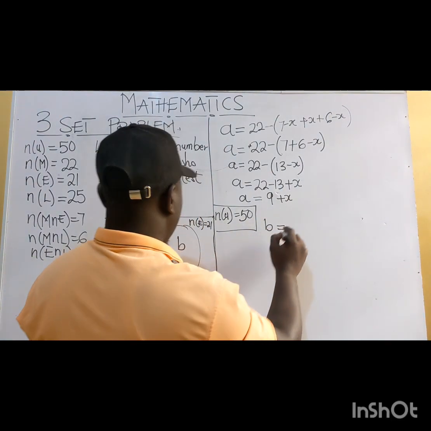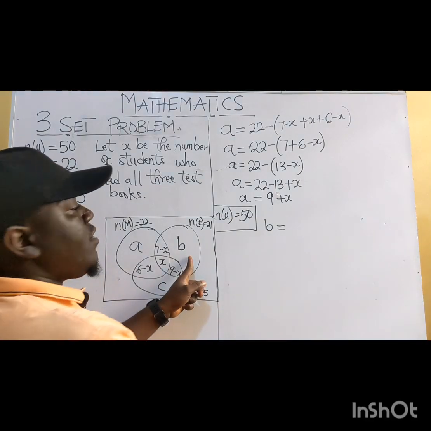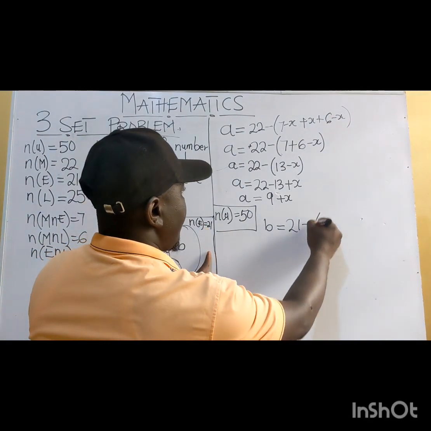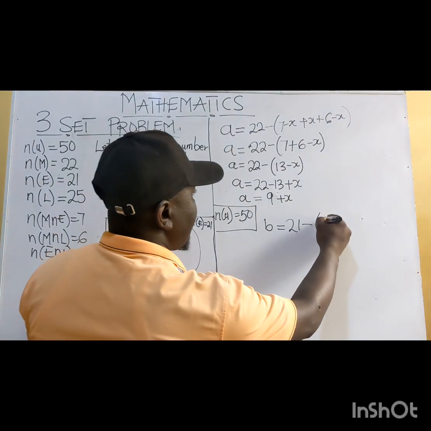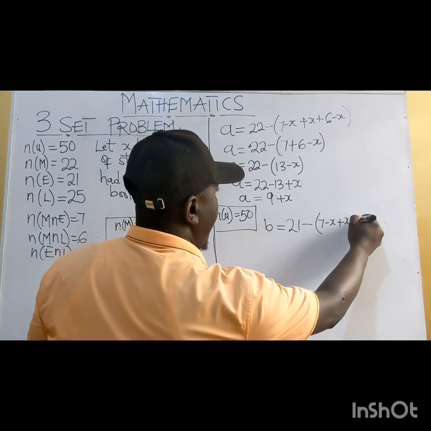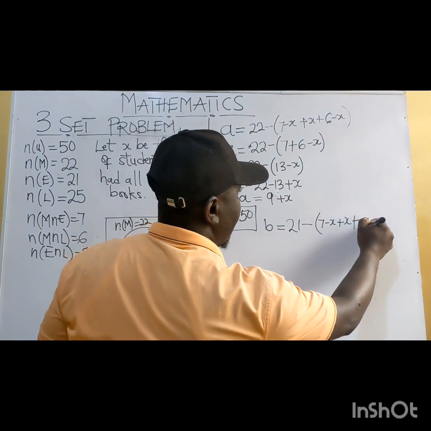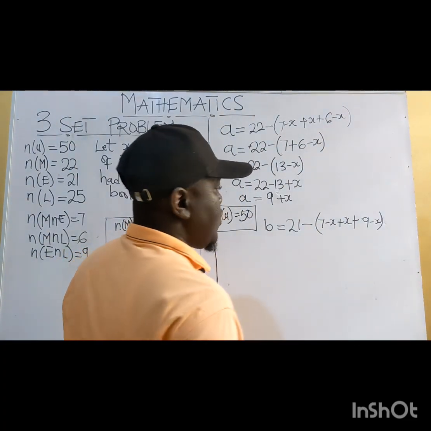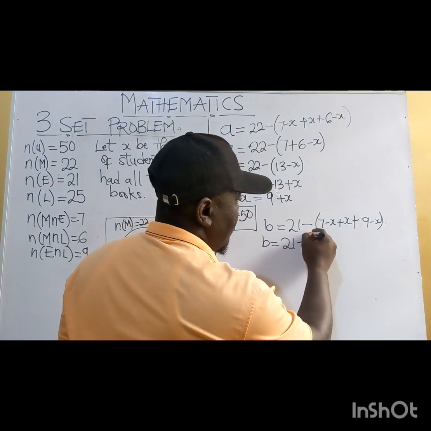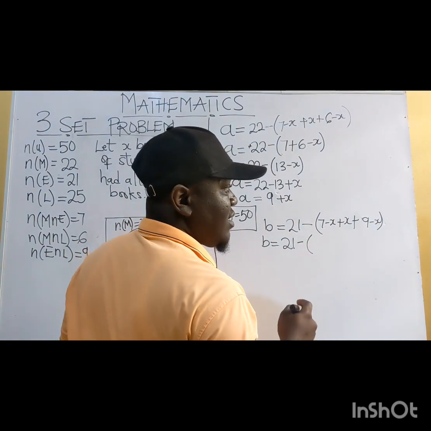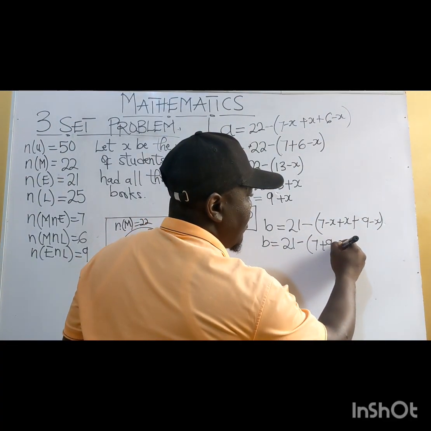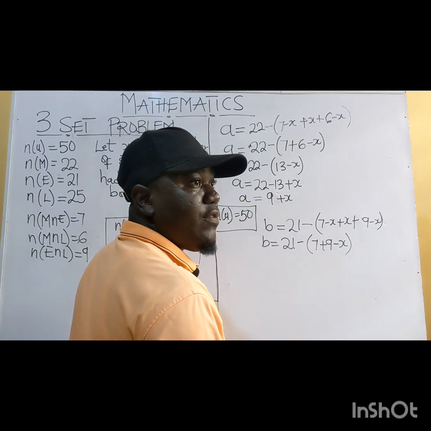So b also, when you watch here carefully, our b is going to be 21 minus, we open bracket, 7 minus x plus x plus 9 minus x. Okay, so the same thing, we solve. You are going to have 21 minus, you open bracket, this and this cancels out again. So we are going to have 7 plus 9 minus x. I believe you are with me.